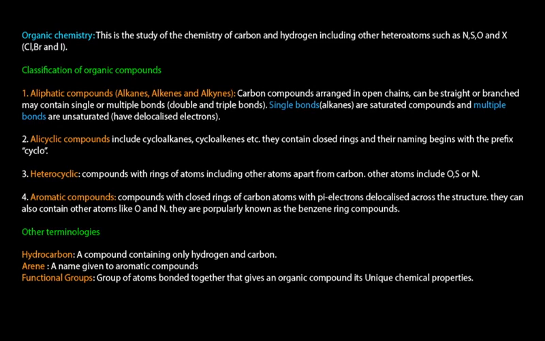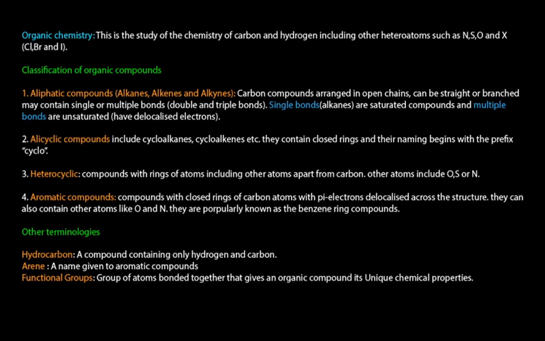So what is organic chemistry? Organic chemistry is the study of the chemistry of carbon and hydrogen, including other heteroatoms such as nitrogen, sulfur, oxygen, and halogens. The halogens in this case include chlorine, bromine, and iodine. The study of the chemistry of compounds containing carbon and hydrogen, and other heteroatoms like nitrogen, sulfur, oxygen, and the halogens, can be termed organic chemistry.